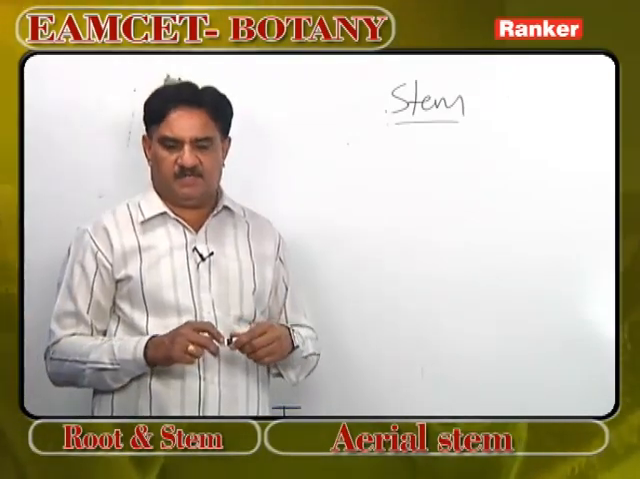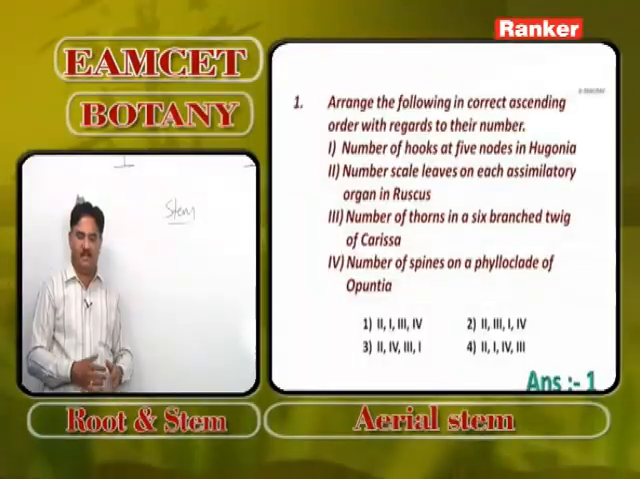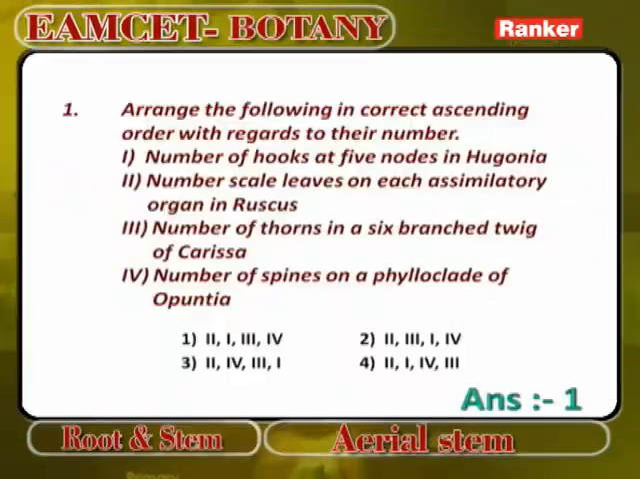Now coming to the important questions. First question: arrange the following in correct ascending order with regards to their number. Number of hooks in the 5 nodes of Hugonia means 10. Number of scale leaves at each assimilatory organ of Ruscus is 1. Number of thorns in 6 branched twig of Carissa is 12. Number of spines in phylloclade of Opuntia is many. So the answer will be 2, 1, 3, 4.